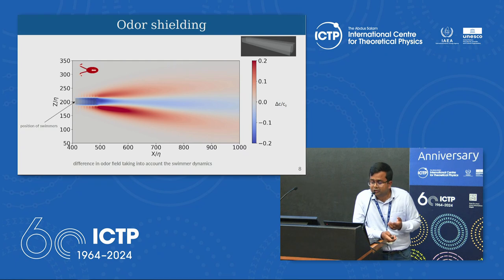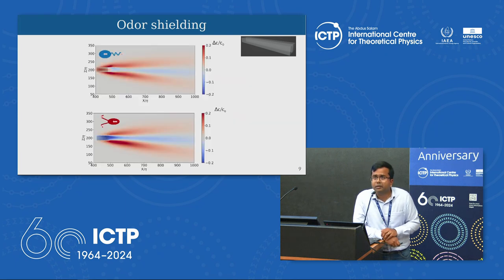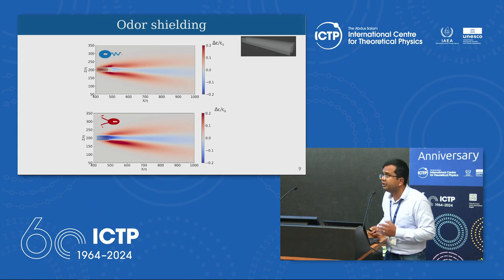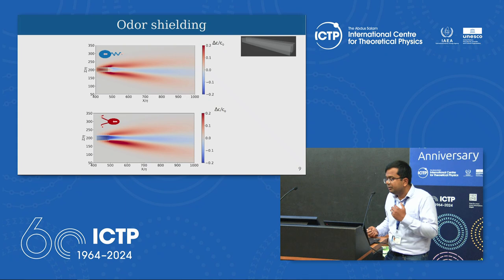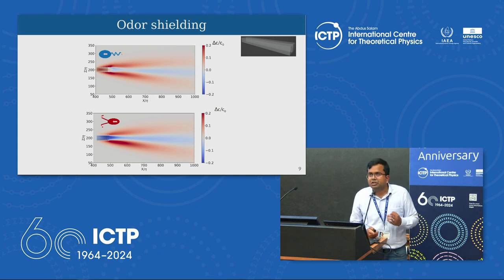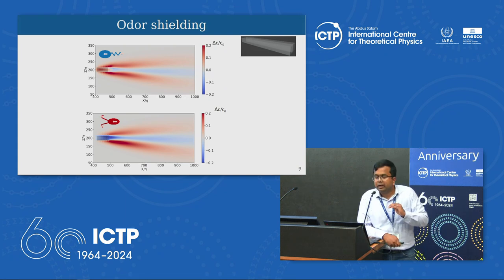But how does this picture change once we look at the other type, the pusher type swimmer? So this is a comparison between pusher and puller type swimmers. The top one is a pusher, and the bottom one is puller type swimmer. And what you can see is that qualitatively along the downstream direction, it looks the same, but puller-like swimmers are slightly better at shielding their odor along the plane of the placement of swimmers.